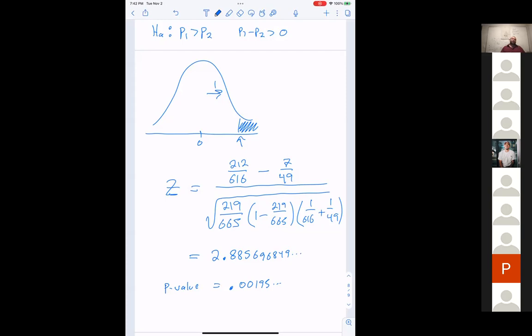So if I got something that unlikely under the assumption that the null hypothesis is correct, what's a pretty good conclusion to make?